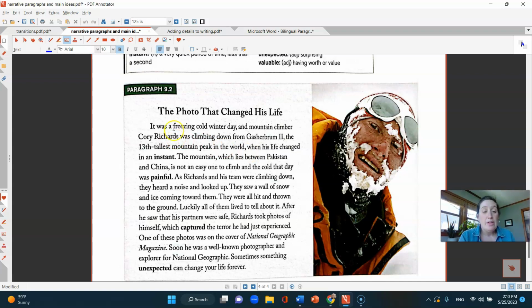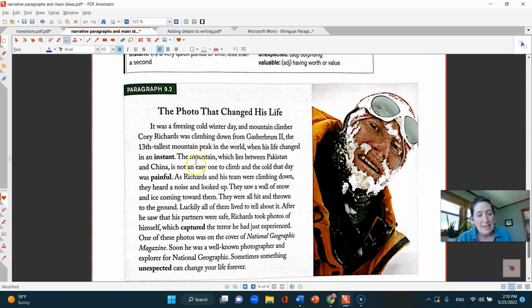Okay, so in this sentence, you get the background information, like where is the person, who is the person, and you also get that main idea. The main idea is that something changed in his life in this moment. So that is a topic sentence, okay?